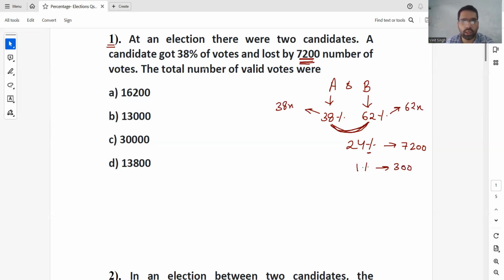And we have to find the total number of valid votes, which is equal to 100%. 300 into 100 is equal to 30,000. So the total number of valid votes will be 30,000. Clear? A will get 38% of the total votes, B will get 62%. Now the difference is 24%, which is equal to 7,200. After that, we calculate the value of 100%, which is equal to 30,000. Now, question number 2.